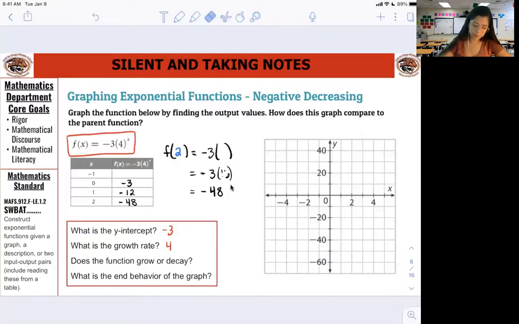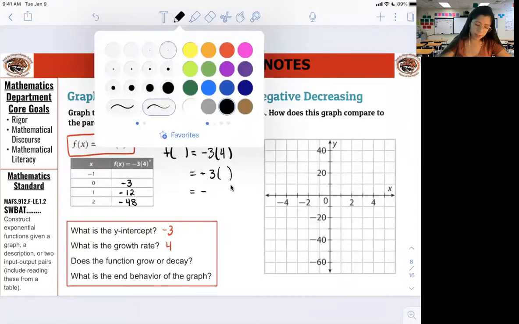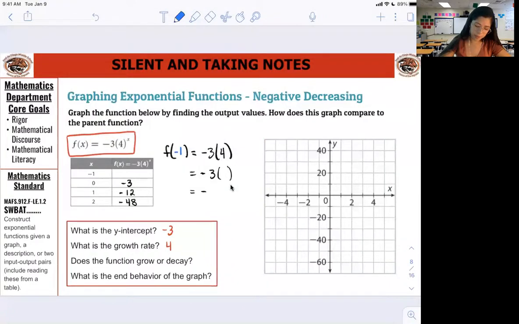So now, last one, plugging in -1. It's going to get repetitive, but I want to make sure we understand what happens with a negative exponent. It turns into a fraction. So +4 becomes 1 over 4. And then -3 times 1/4 is negative 3 over 4. Turned into a decimal, that's -0.75.